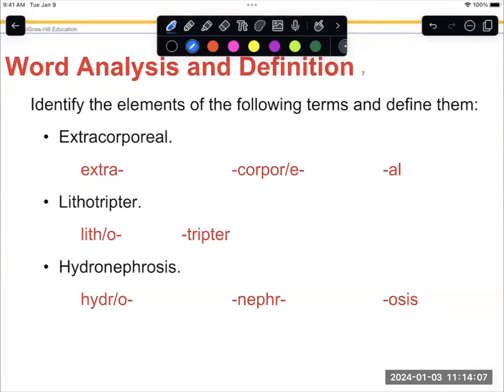So let's look at extracorporeal. Extra, outside. Corpore, that combining form, that means body. And al means pertaining to.